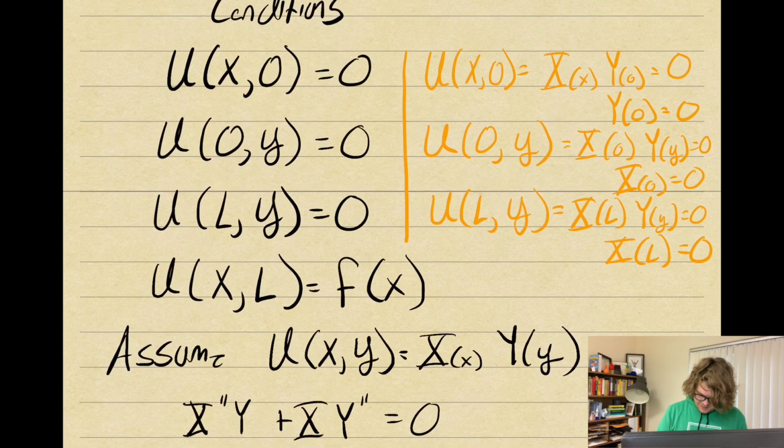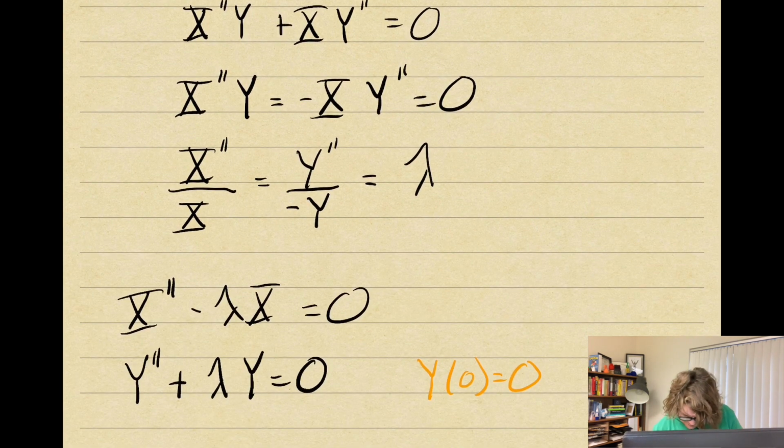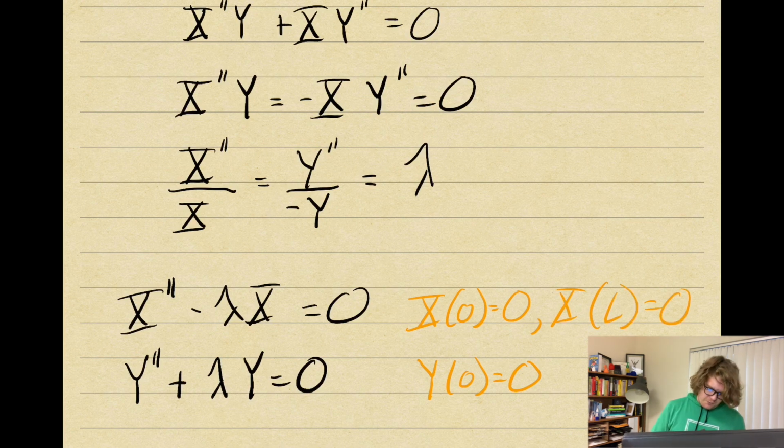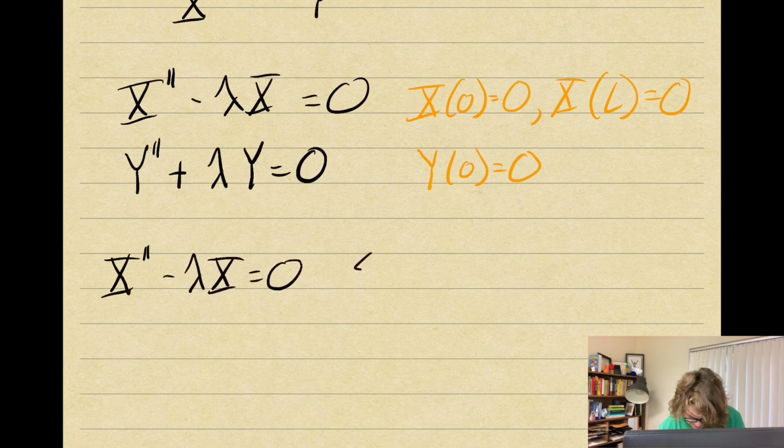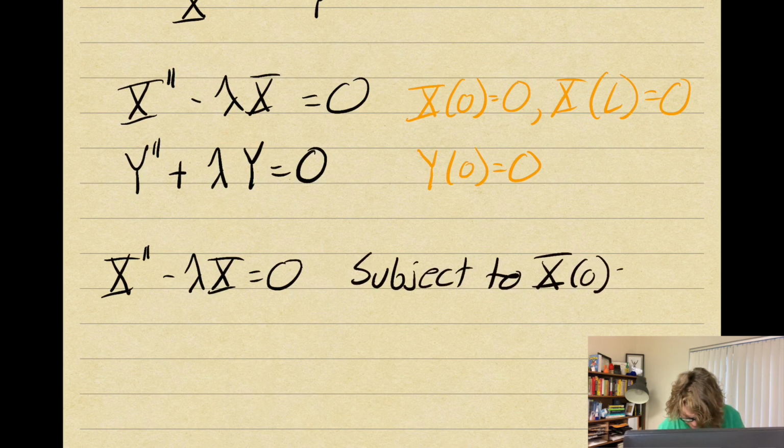So what do we have? We have Y of 0 equals 0, we have X of 0 equals 0, and X of L equals 0. Since we have a second order differential equation in x and two boundary conditions that we can immediately apply in x, let's solve our differential equation in x first. So we'll solve X double prime minus lambda X equals 0, subject to X of 0 equals 0 and X of L equals 0.